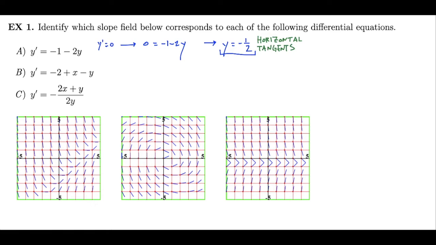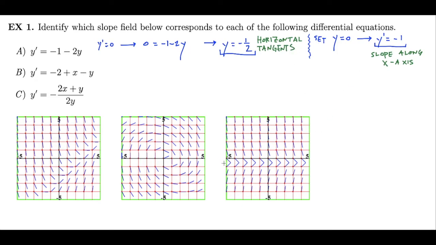Let me try setting y equal to 0. This indicates that when y equals 0, y prime will be -1. y equals 0 corresponds to the x-axis. So this tells me that if I look at the x-axis of my slope field, the little hash marks should all have a slope of -1. It's pretty clear to me that this third slope field meets these 2 descriptions.